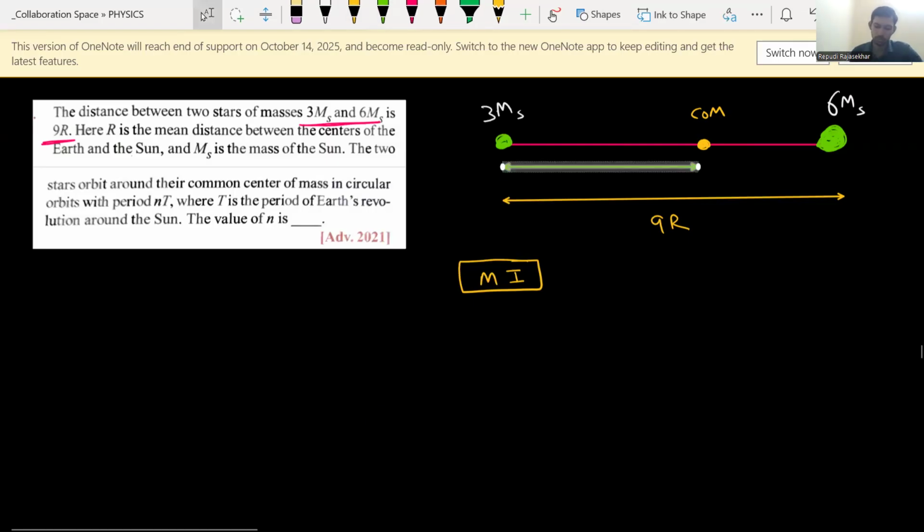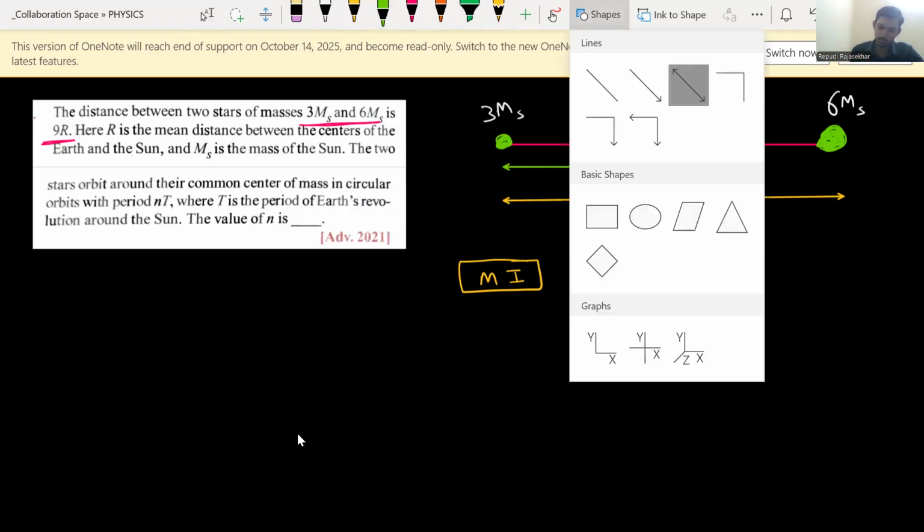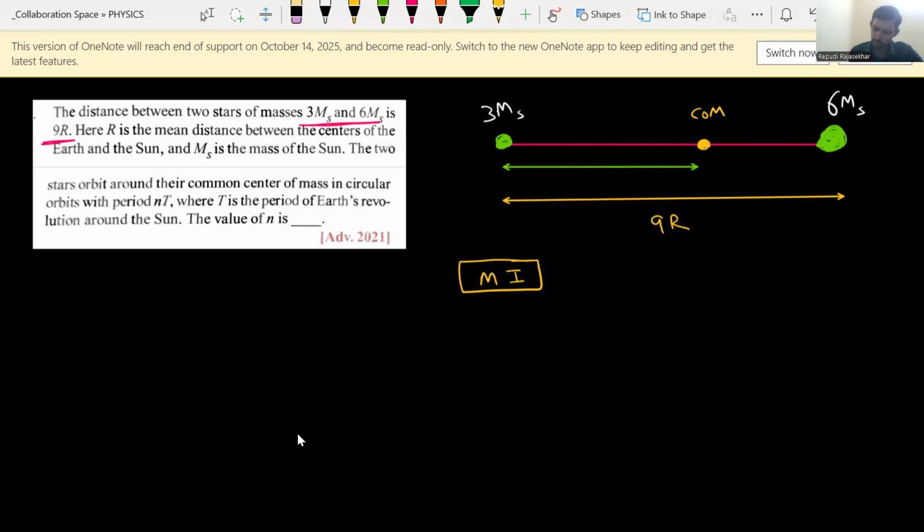We don't know. Similarly, what is the distance from 6r to this distance, how much? We don't know. So we need to find out the position of center of mass. First of all, position of center of mass we need to get. So position of COM, position of center of mass. How to get the position of center of mass here?